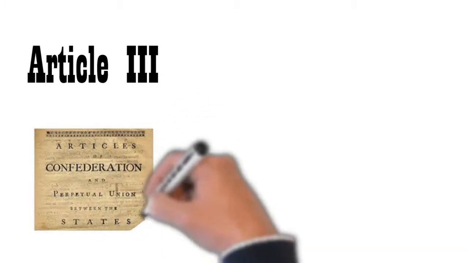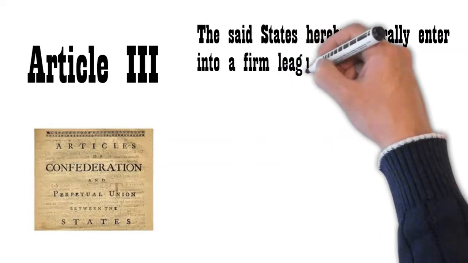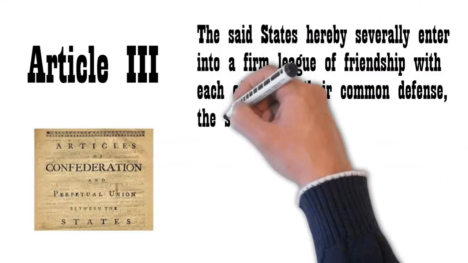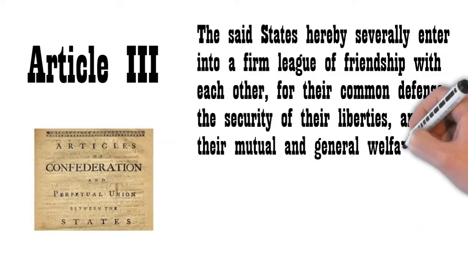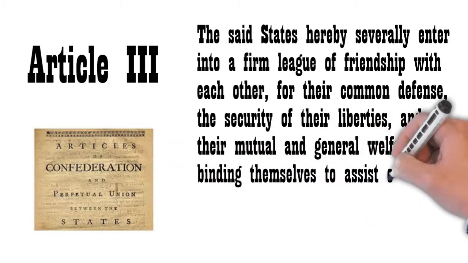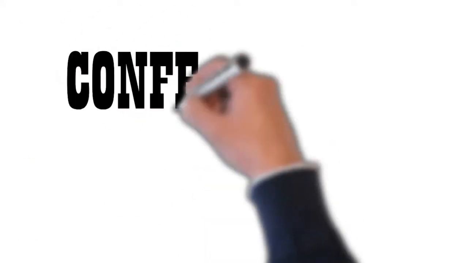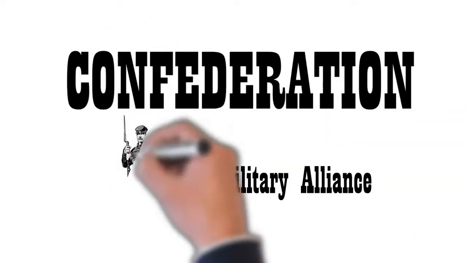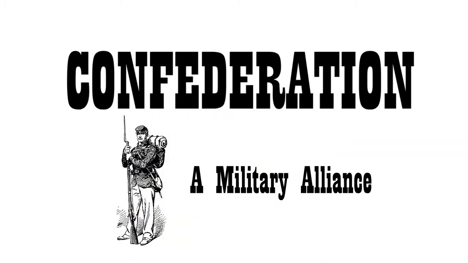Article 3 is going to talk about the relationship between these independent states. It basically says that they're going to form a firm league of friendship, that in the event that any of them are being threatened, they will come together for the common defense of all. Now, what they're basically forming here is not a union, but instead a confederation, a military alliance. And that's what the United States was under the Articles of Confederation.